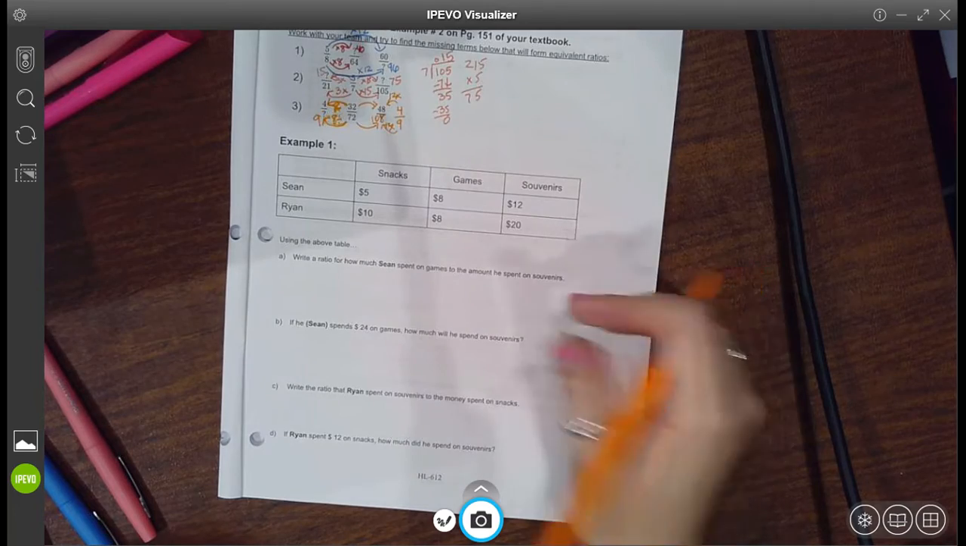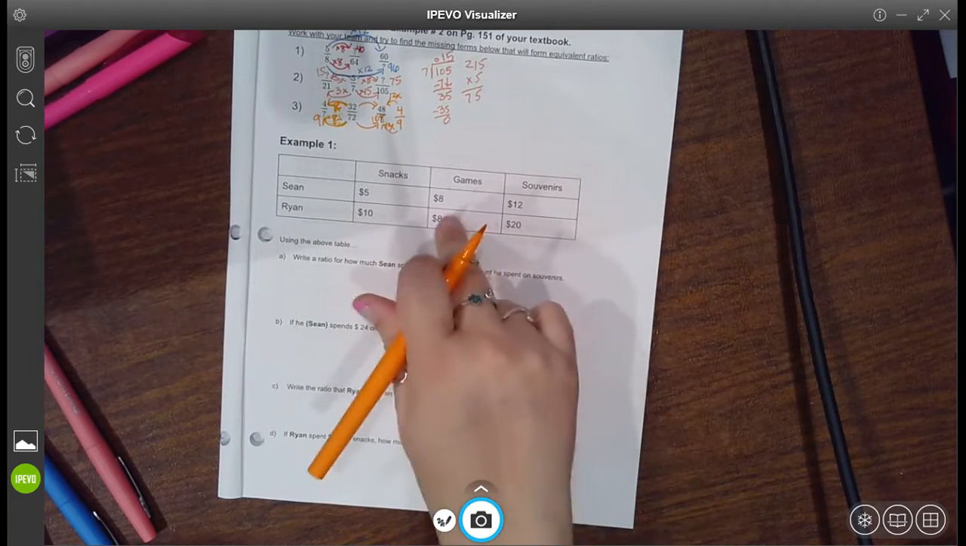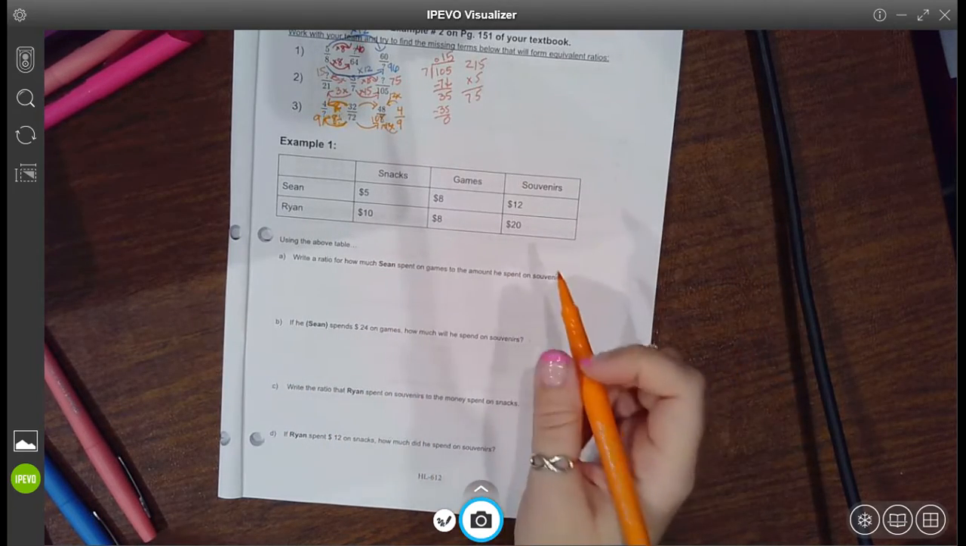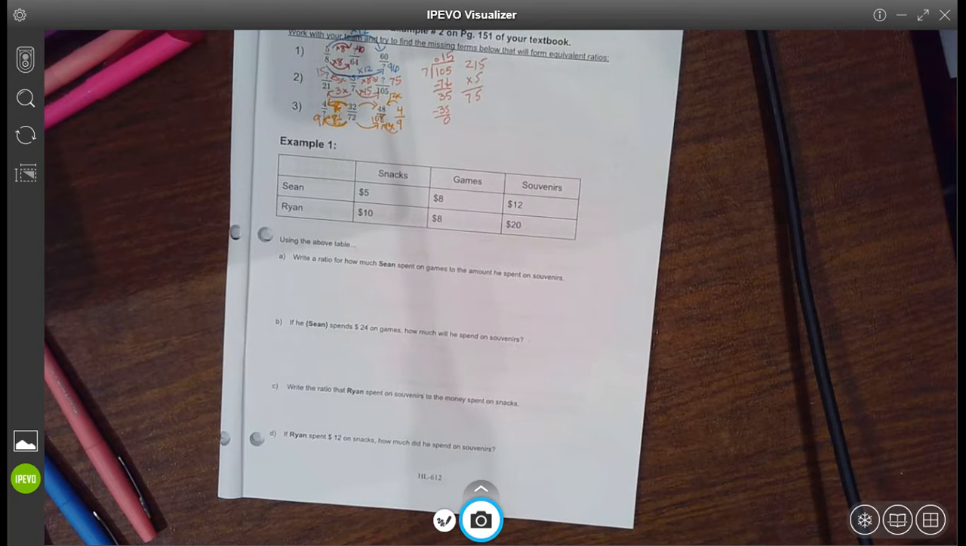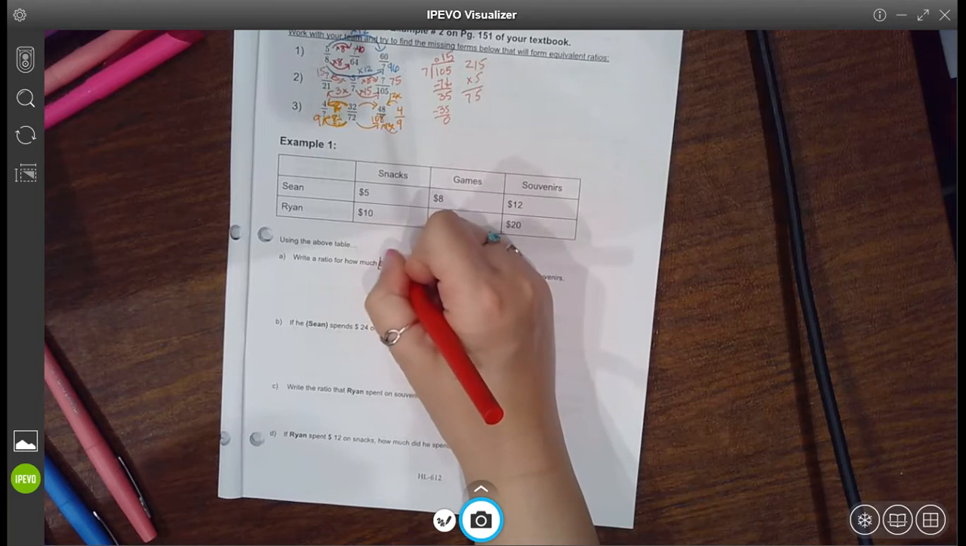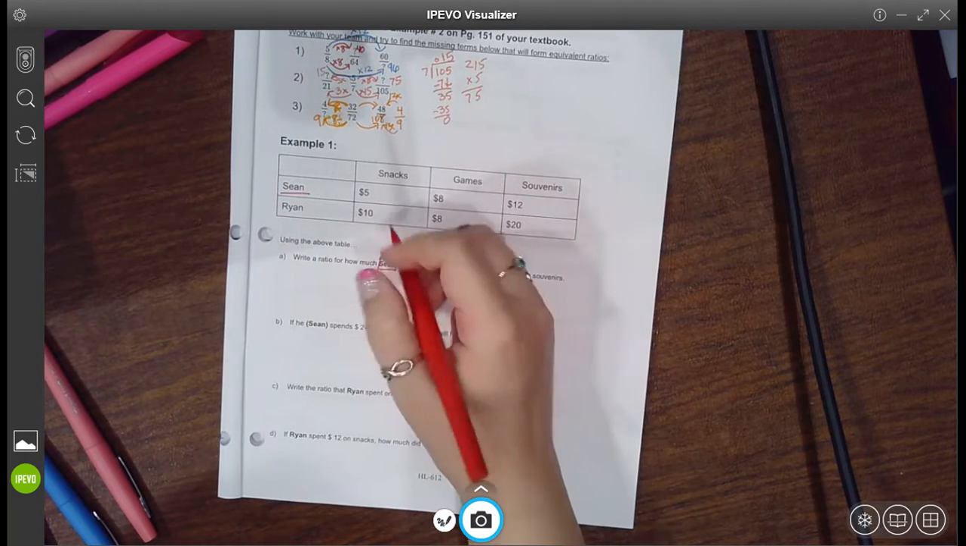Now for these ones, I'm going to use the table up above to answer these questions. The first one says, write a ratio for how much Sean spent on games to the amount he spent on souvenirs. Okay, so I'm only going to be focusing on Sean. So that's the top line.